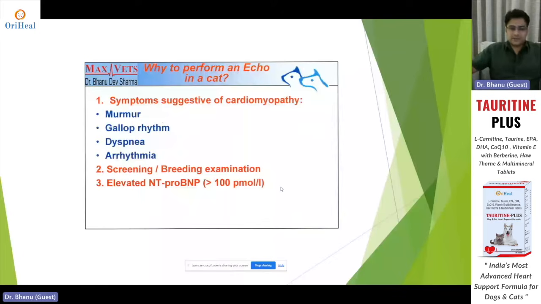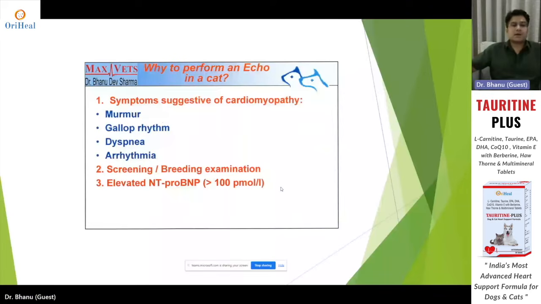You do the X-rays, you do the echocardiographies. Where the rhythm is irregular, you do the ECGs. You combine all the results, you correlate with the clinical signs, and then you come to a diagnosis, and then proper treatment can be initiated.